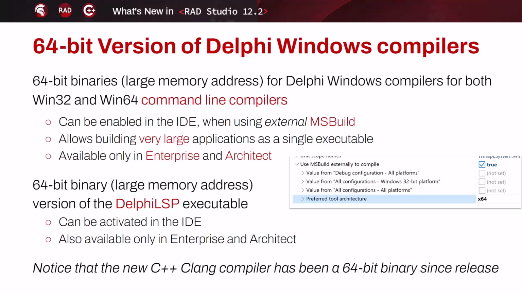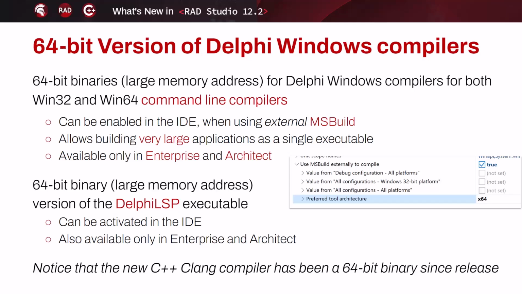We have enabled this feature only for the command line compilers because the IDE cannot invoke a compiler directly, but the compilers are enabled from the IDE when you're using the external MS build. In that case, there is a new feature. You can determine which is your preferred tool architecture and can be 32 or 64-bit. So the goal here is to allow building a very large application with tens of millions of lines of source code as a single executable.